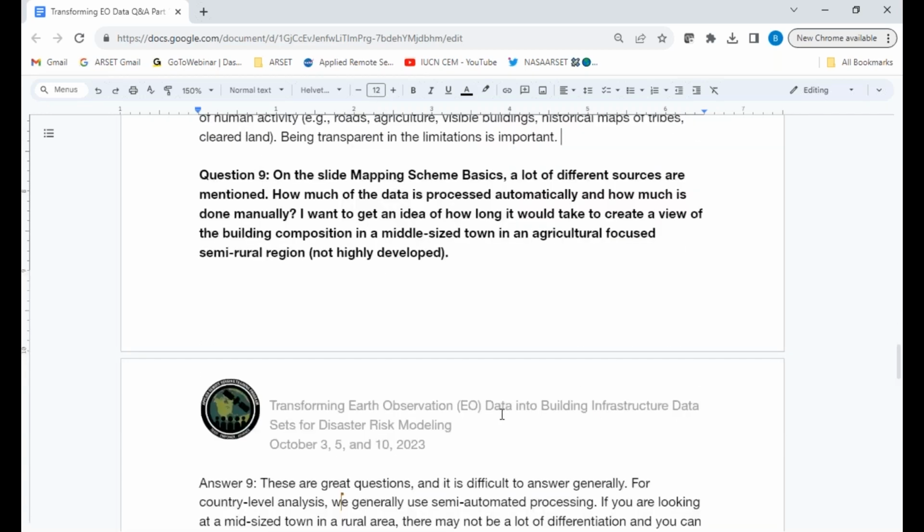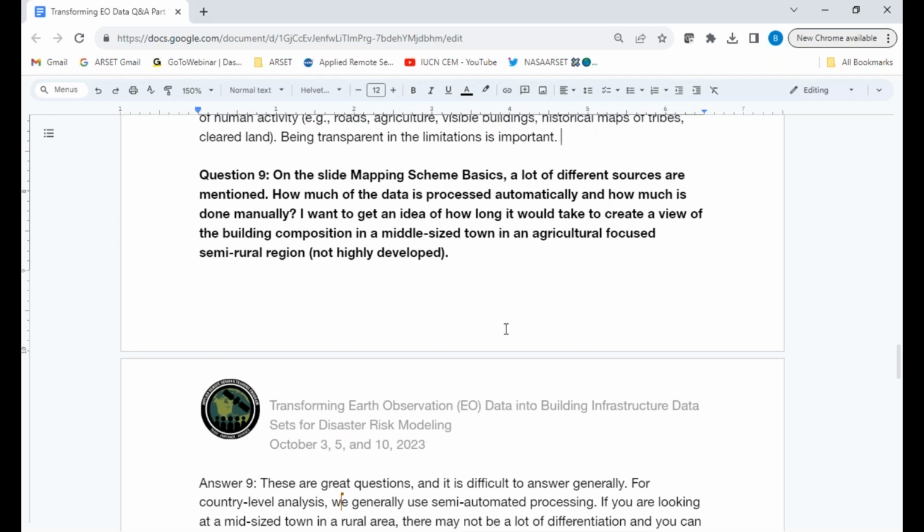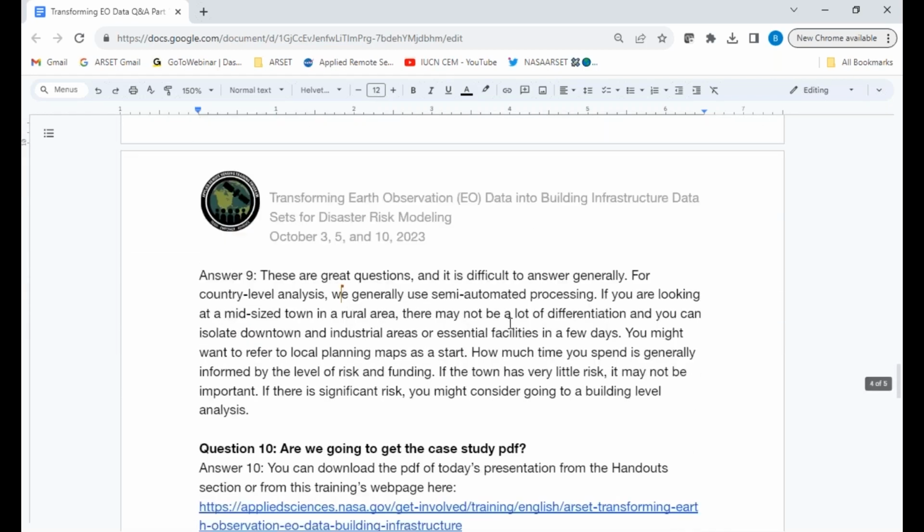Question 9, on the slide mapping scheme basics, a lot of different sources are mentioned. How much of this data is processed automatically and how much is done manually? I want to get an idea how long it would take to create a view of building composition in a middle-sized town in an agricultural focused semi-rural region, in other words, not highly developed.